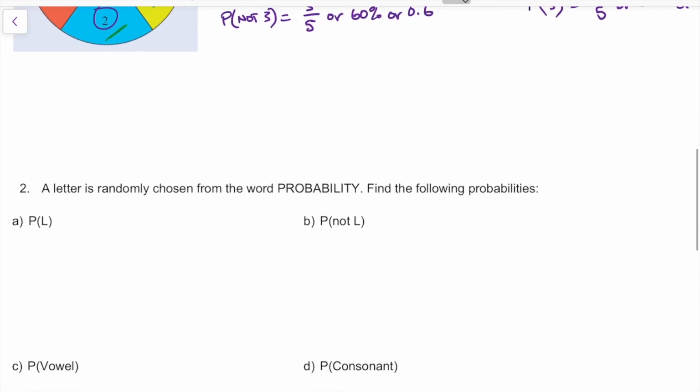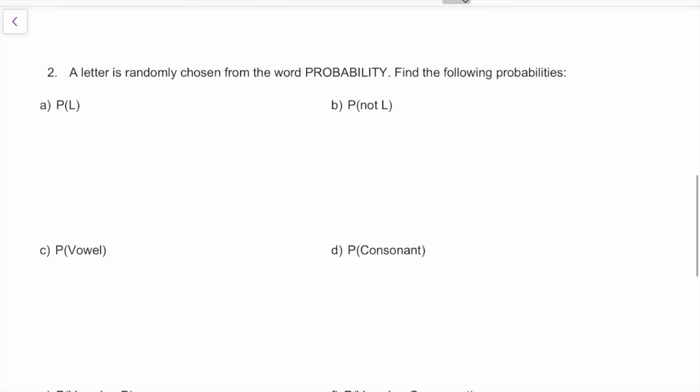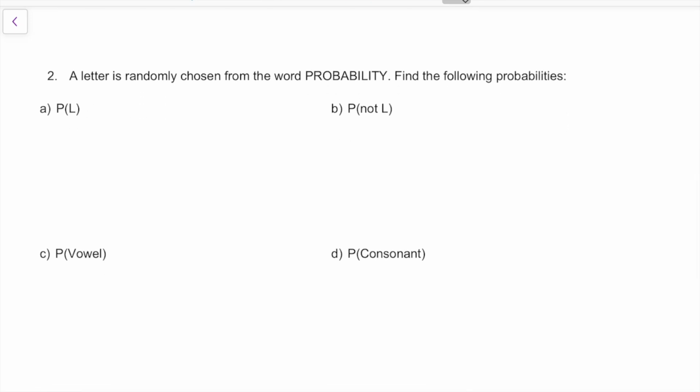Let's have a look at a different type of example. So here we have a letter randomly chosen from the word probability. So we've got the word probability and all the letters in it. Find the following probabilities. So find the chance of the following things happening. So there's our sample space. That's what we're looking for in terms of what our chances are.